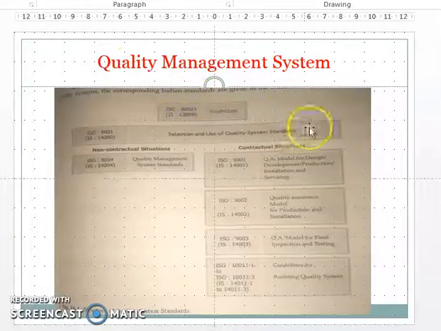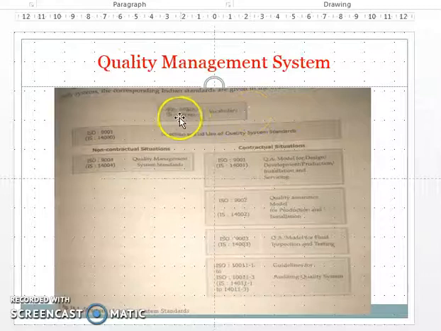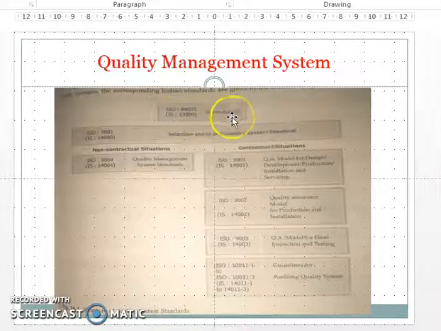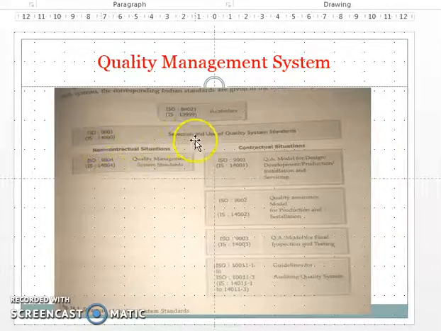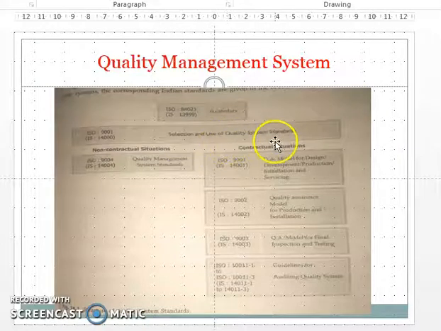Here the standards are given. First, ISO 8402, vocabulary, or IS 13999. In these standards, the information about various terminologies used is given. What is quality, what is reliability, all these important definitions are given here. After that, ISO 9000, this is selection and use of quality system standards.